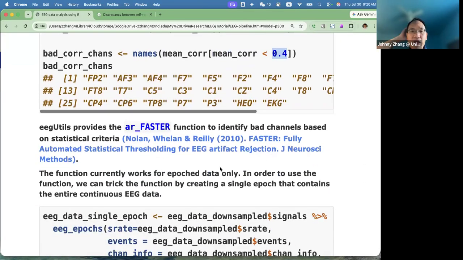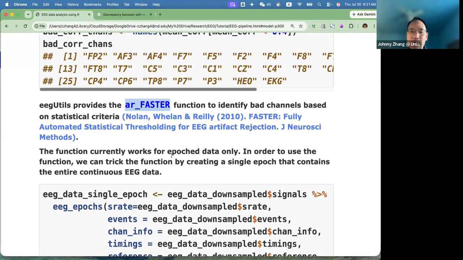And there are some automatic procedures to identify bad channels. And in this package, the AR faster implements these methods in this paper. So it provides an automatic procedure to detect the bad channels. We can use this function to do bad channel detection.